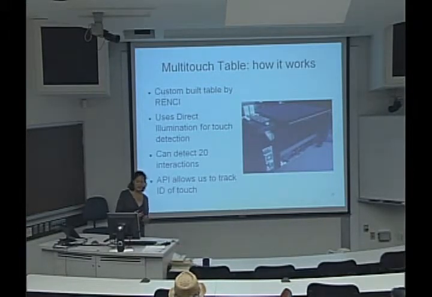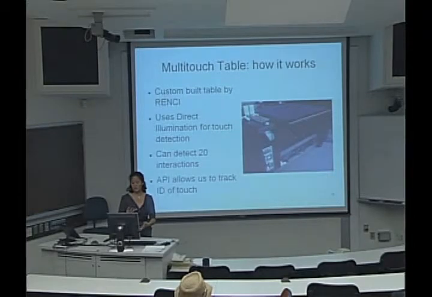And the API that they gave us allows us to track the IDs of the touch and then also keep track of the touch as it changes. So that's useful because if you're playing music, you can have multiple touches at once, which we could only keep track of 2 on the Wacom tablets. And so that means you can potentially have someone playing the xylophone with 4 mallets and doing things that real xylophonists do.